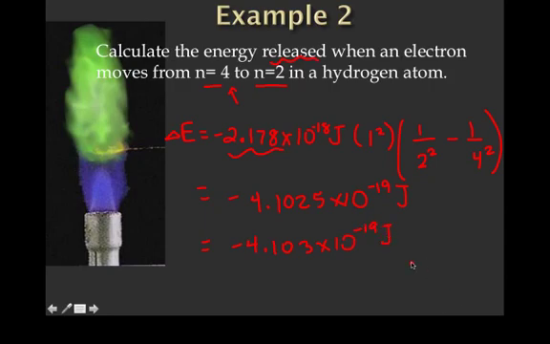And I want to compare that to the amount we had before. In a transition that went from 3 to 1, we had negative 1.936 times 10 to the negative 18 joules. So to go from a 1 to a 3 takes more energy than going from a 2 to a 4. Does that make sense? Seems like a smaller transition.